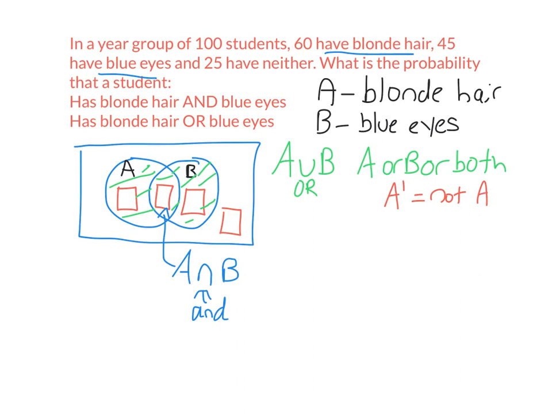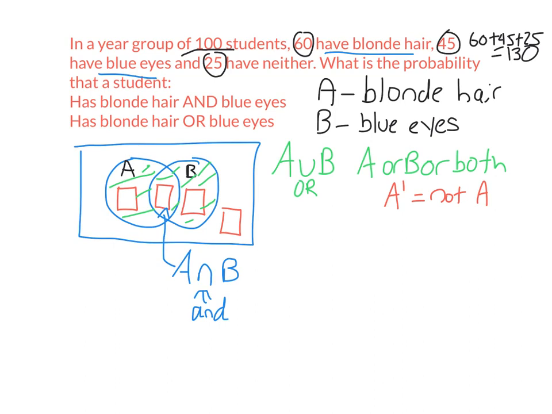Okay, so now we've got the notation up and going. Let's put numbers into those boxes. So note 60 plus 45 plus 25. Actually, that's more than 100. If you add that up, you get 130. How is it possible that there are 130 when I said we only had 100 students?